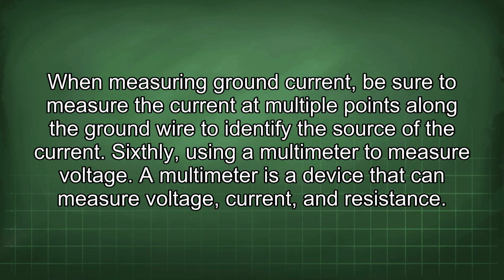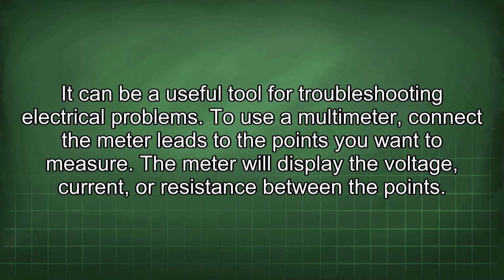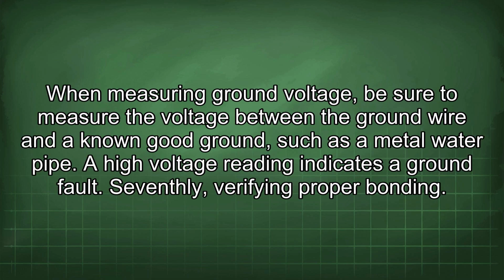Sixthly, using a multimeter to measure voltage. A multimeter is a device that can measure voltage, current, and resistance. It can be a useful tool for troubleshooting electrical problems. To use a multimeter, connect the meter leads to the points you want to measure. The meter will display the voltage, current, or resistance between the points. When measuring ground voltage, be sure to measure the voltage between the ground wire and a known good ground, such as a metal water pipe. A high voltage reading indicates a ground fault.